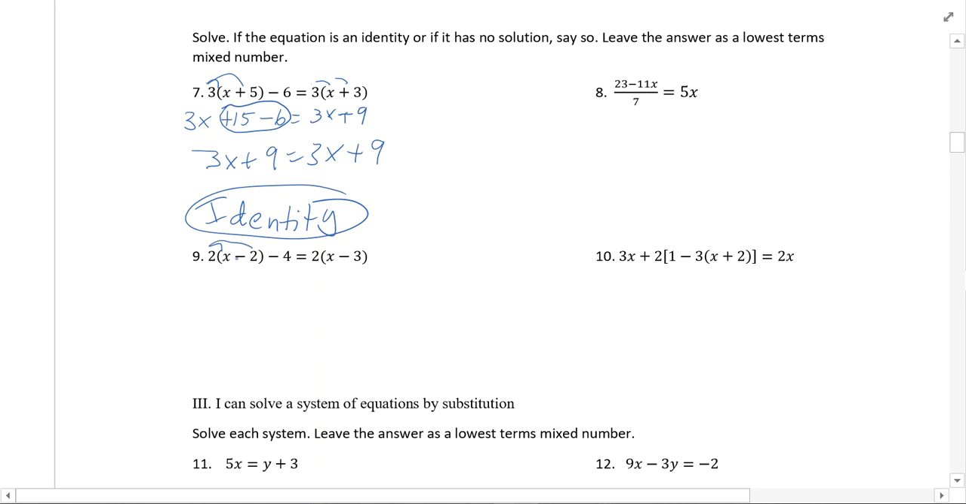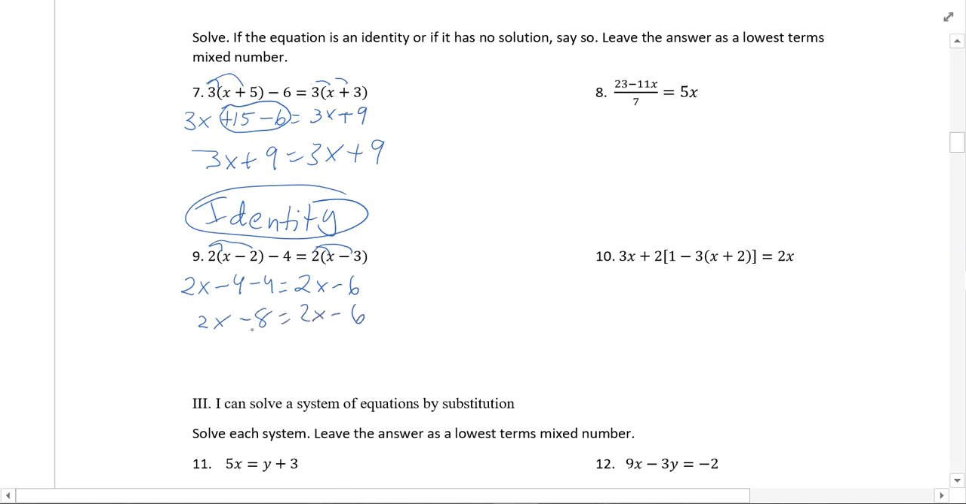I'm going to distribute here, so I'm going to get 2x minus 4 equals, I'm going to distribute here, 2x minus 6. All right, so again, I need to combine my like terms. So I'm going to get 2x minus 8 equals 2x minus 6.